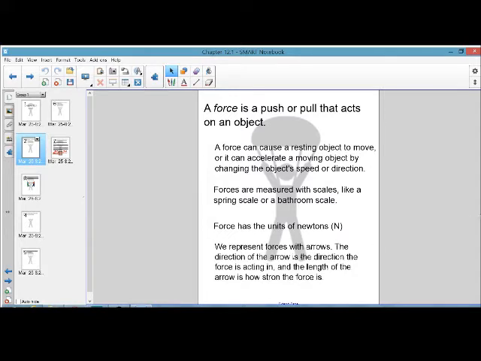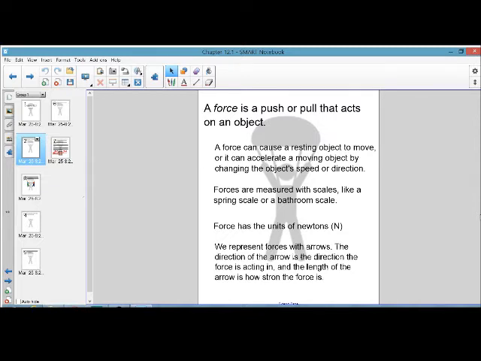We represent forces with arrows, and this is because a force is a vector quantity. Remember, a vector is something that has size and direction. So examples of vectors are displacement, velocity, and acceleration. So the direction of the arrow is the direction of the force, and the length of the arrow is how strong the force is.